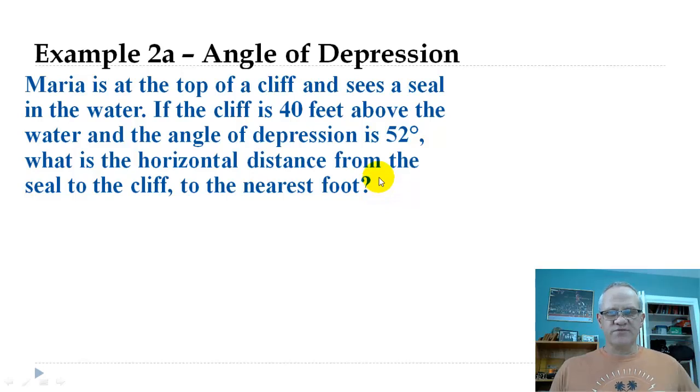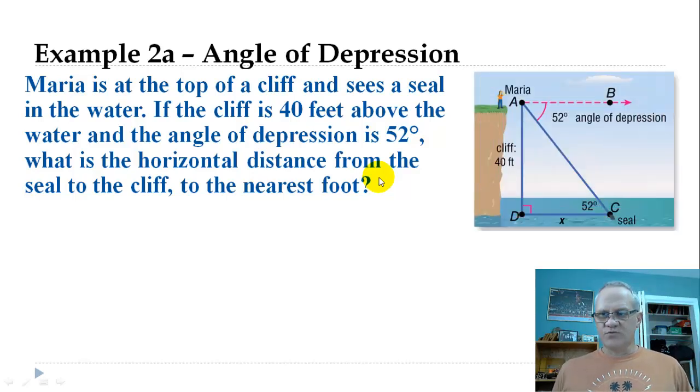Maria's at the top of a cliff and sees a seal in the water. If the cliff is 40 feet above the water and the angle of depression is 52 degrees, what's the horizontal distance from the seal to the cliff? Okay, again, we've got a little drawing here so we can look at it.